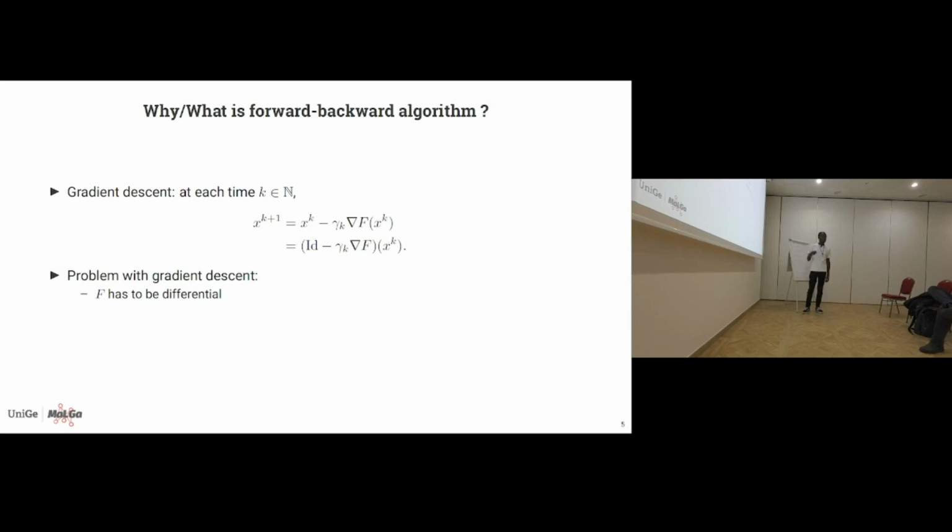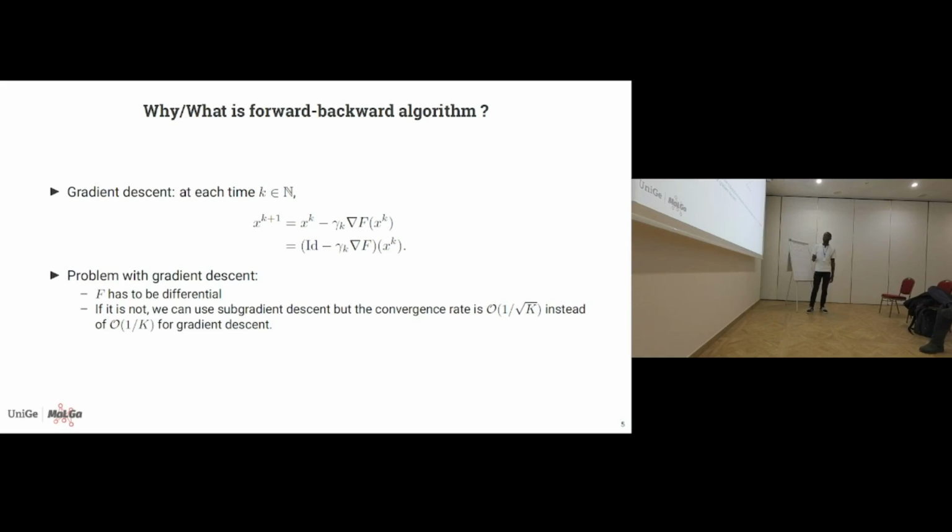You can go around this problem by using what we call subgradient descent. I will not go into detail about subgradient descent, but it's a generalization of the gradient for some types of functions. But the problem is that with subgradient descent you lose the rate. You will have 1 over square root of k instead of 1 over k for the gradient descent.